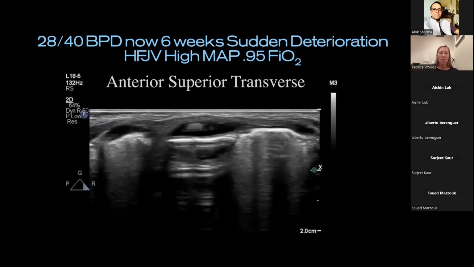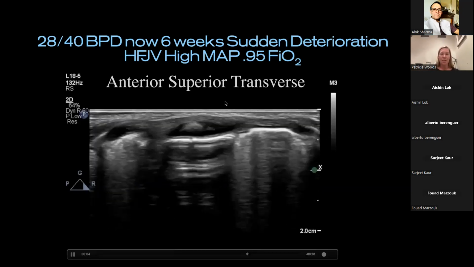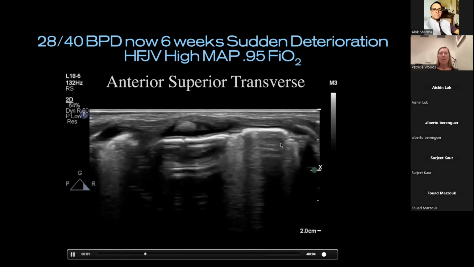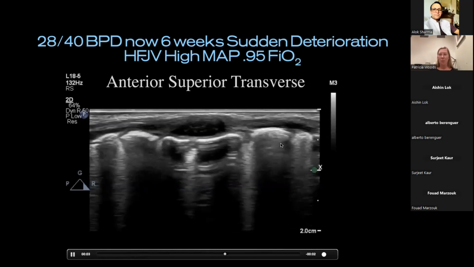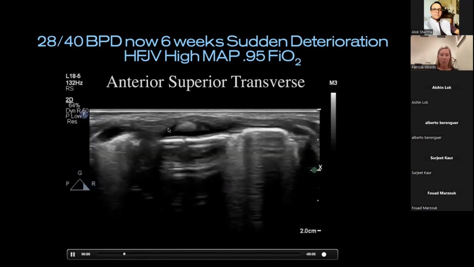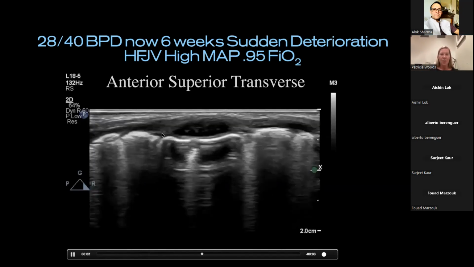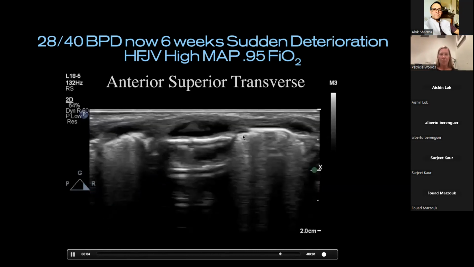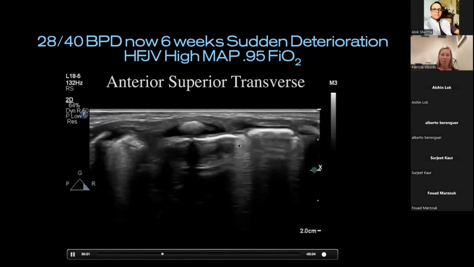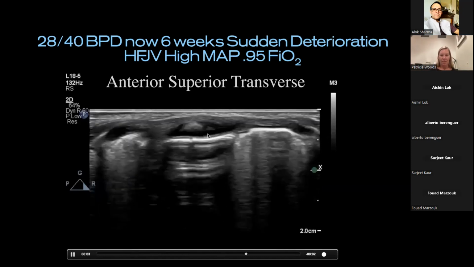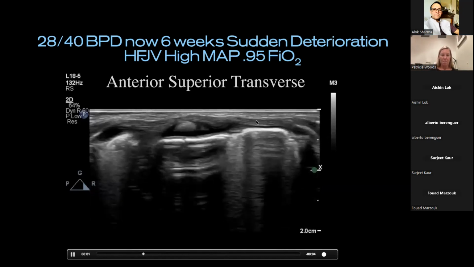And again, hopefully you can observe that this is an anterior superior transverse view of a tiny baby because the whole chest is in the one plane. So, beautiful button sternum in the center. I want you to think about the right side. I want you to think about the left side. But what's going on here? Can anybody help me out?